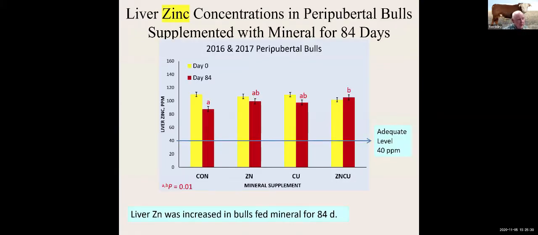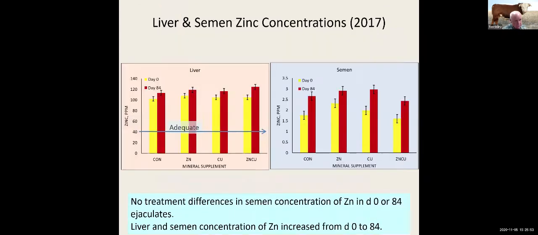As far as the liver zinc concentration in those bulls was concerned, liver zinc was increased in bulls fed minerals for the 84 days. And by this, it's a comparison of mineral versus control, which is why they have the A, B, and B across the top there. Not the dramatic differences in liver concentrations of zinc between 2016 and 2017.